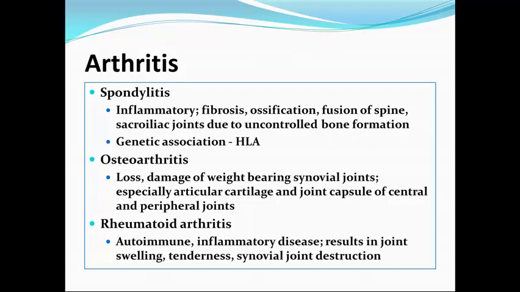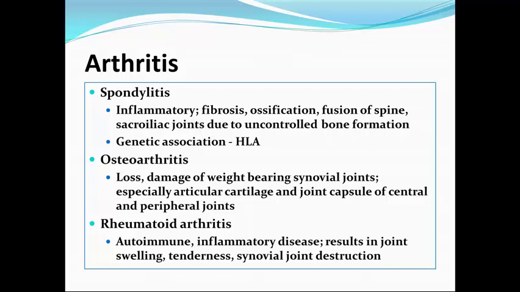With osteoarthritis, we see the loss and damage of weight-bearing synovial joints. So this is a key feature of osteoarthritis. We especially see this in articular cartilage as well as the joint capsule in both the central as well as the peripheral joints. So we look for this loss and damage in these synovial joints in the hips, the hands, the knees, as well as the spine.